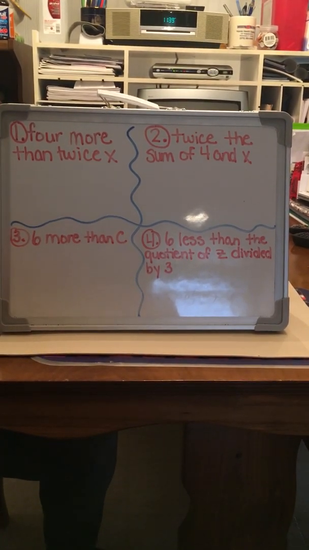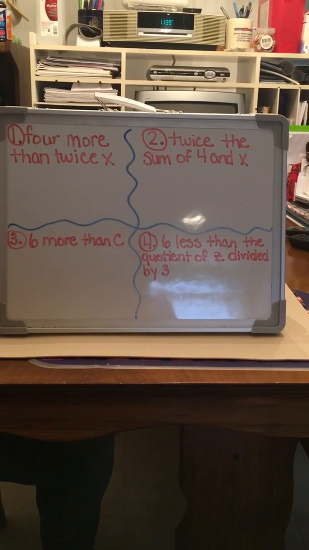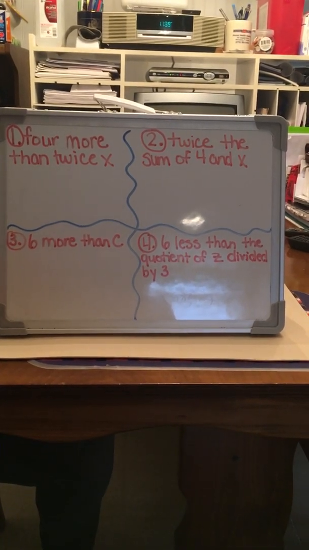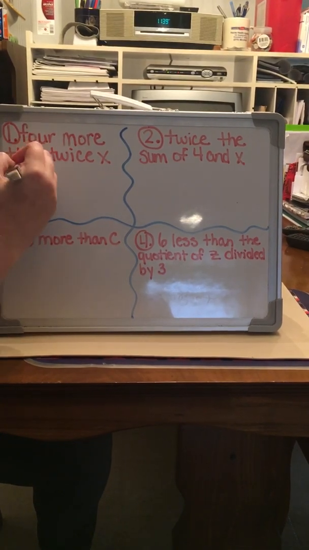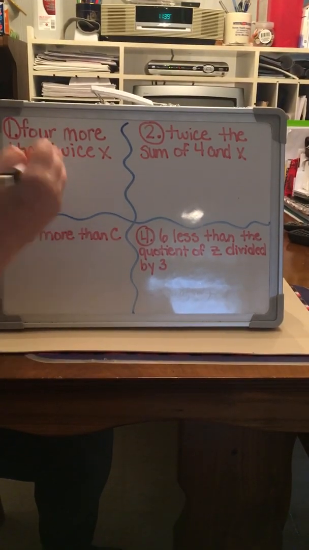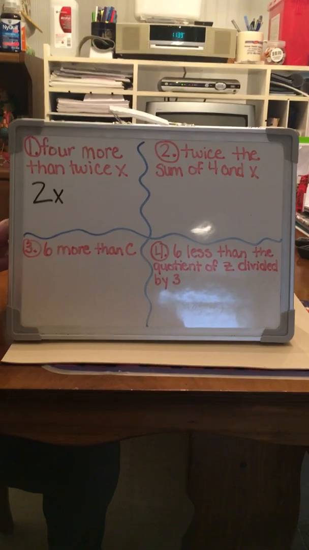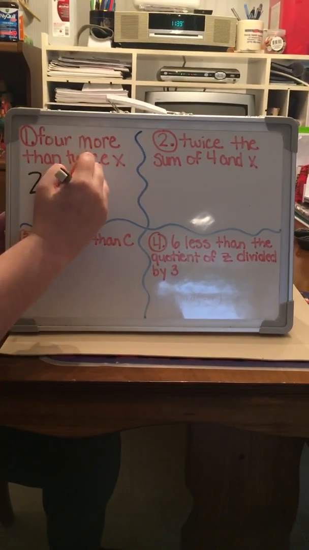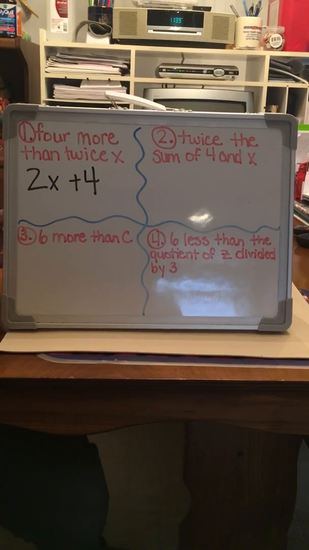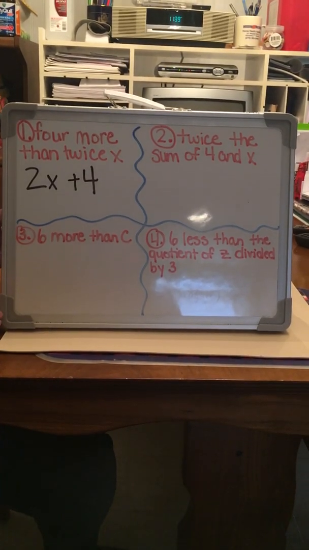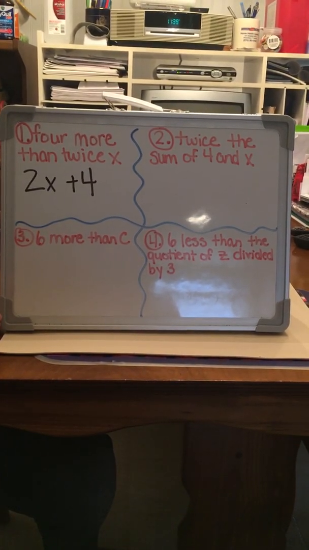4 more. To me, that sounds like addition. And it's 4 more than twice X. Well, in that case, you want 2X. Because what does twice mean? It means you multiply it by 2, and then you want 4 more than that. So in this case, your expression would be 2X plus 4.